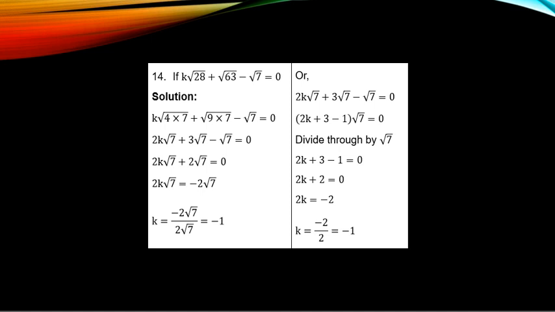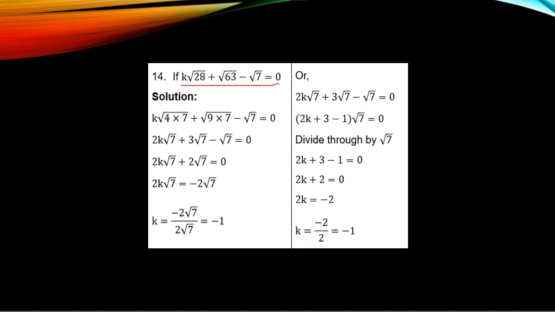Example 14. So this is like solving an equation. You solve for k: k root 28 plus root 63 minus root 3 minus root 7 equal to 0. So we have two approaches. First, let's still express them. We have to express the numbers in their simplest form. We are still hoping to get similar surds.